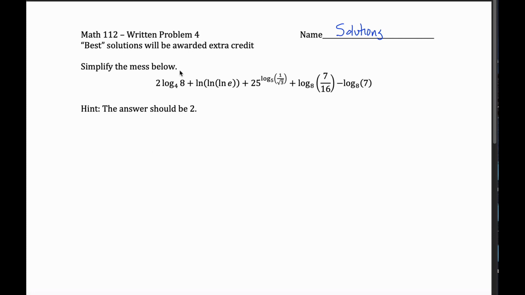All right, written problem 4, solutions for Math 112. I was pretty proud of this, not going to lie. I came up with this huge mess, and I think it simplifies really nicely. The answer should be 2, but knowing what the answer is doesn't really get you there. The idea of this problem is to show how this thing is equal to 2.